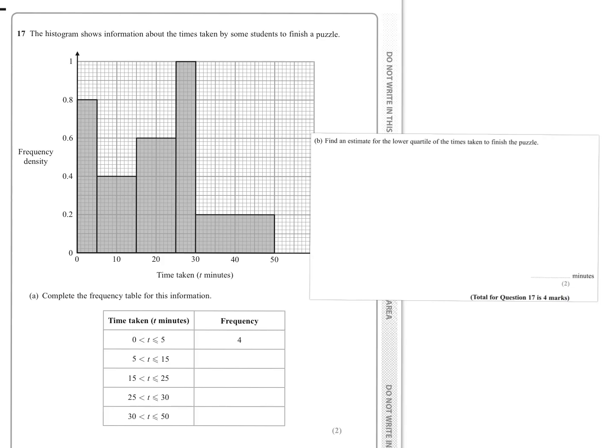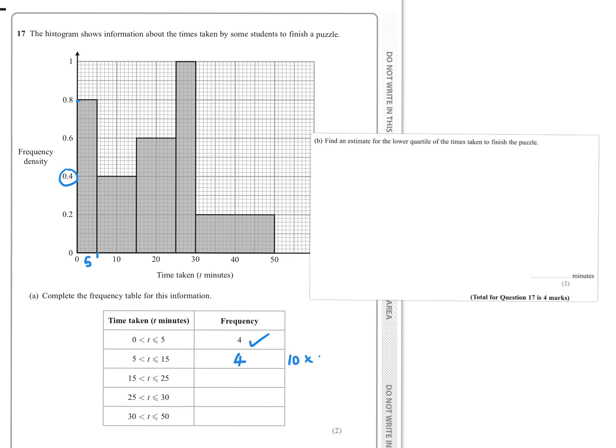Question 17. The histogram shows information about the times taken by some students to finish a puzzle. We've got to fill out and complete the frequency table. Well, the frequency I always look at as the area of the bar in question. So the length of this part here is 5, and 5 times 0.8 is 4. So for the next one, we've just got 10 times 0.4. You can use your calculator if you want, but that's 4 again.